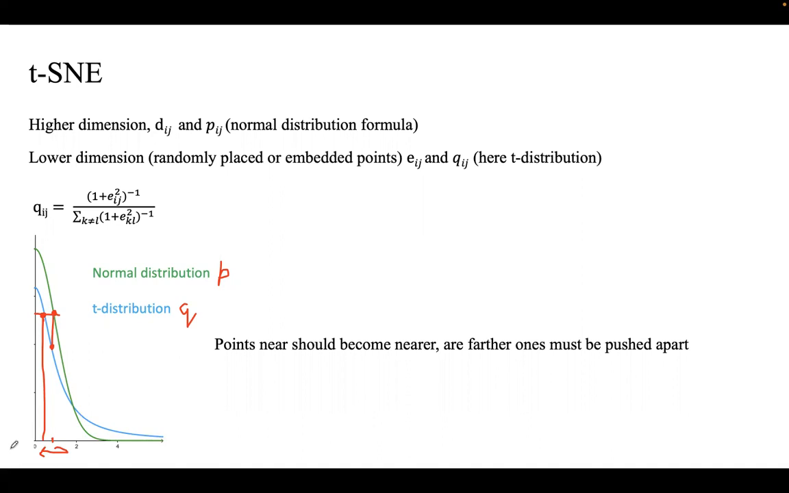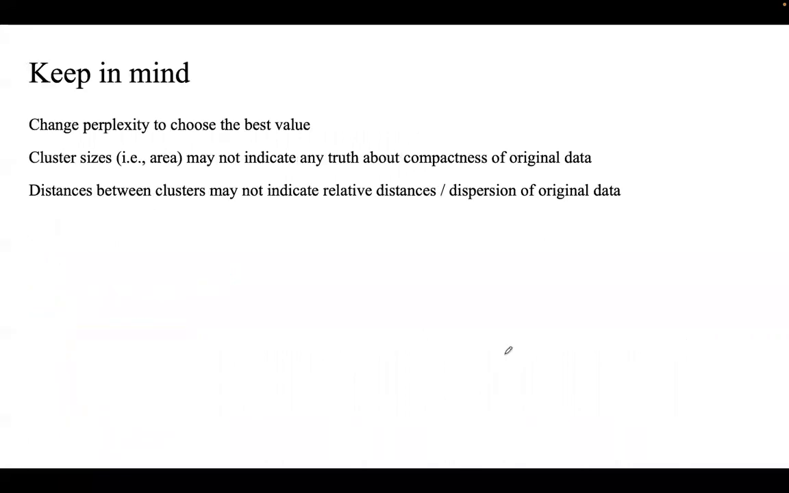So we want to push points that were close. This is not a very high value. Points that were here should be even closer to each other in the lower dimension. And likewise, if we take a point which is here, this one, which had the normal distribution as this one, this was the value of P. Now to have the same value of Q, it should actually be shifted further apart. So this is what we actually want in t-SNE. Points which are near should become nearer, and the farther ones are pushed farther.